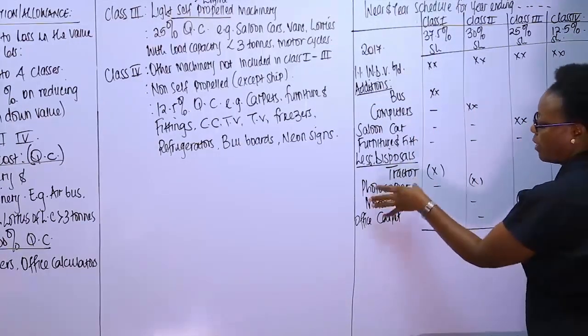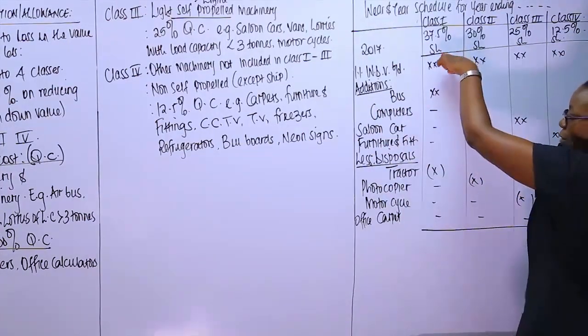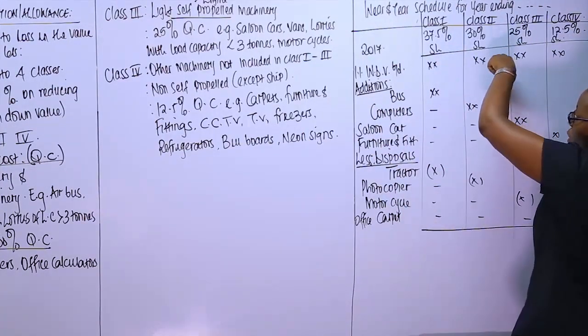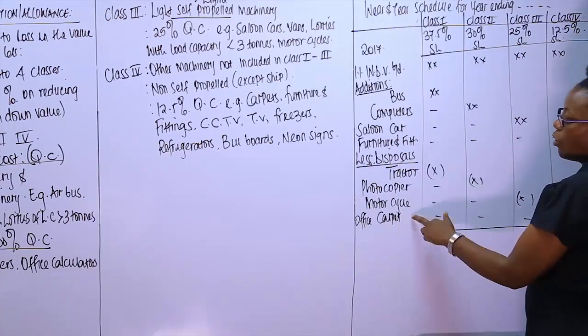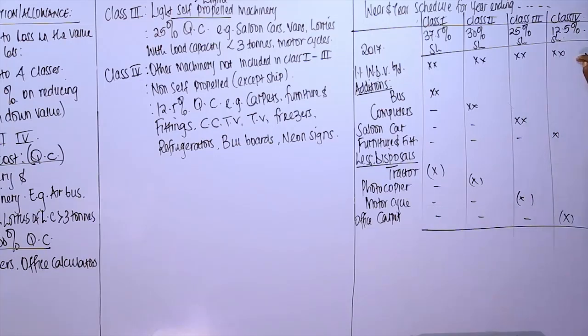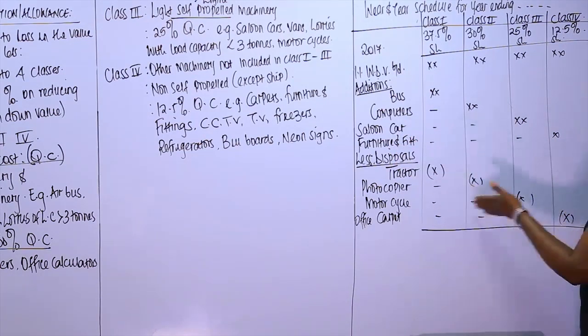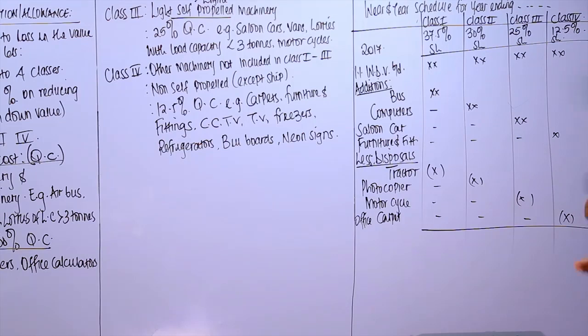So that is why we have items here that are not here. Meaning that tractor is part of what we have here. Photocopier is part of the residue that we have at the beginning of the year. Motorcycle, the same case, and office carpet is part of the residue that we have in class 4. So we have our written down value brought down at the beginning, balances at the beginning of the year. We have added what we've acquired in the course of the year. We have disposed of what we've sold off in the course of the year.